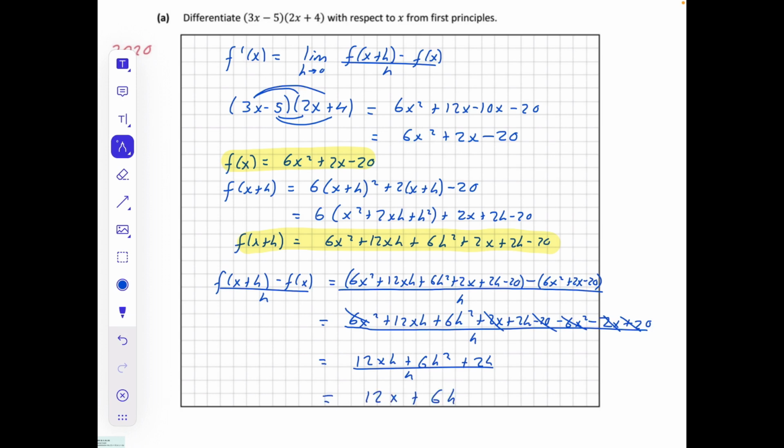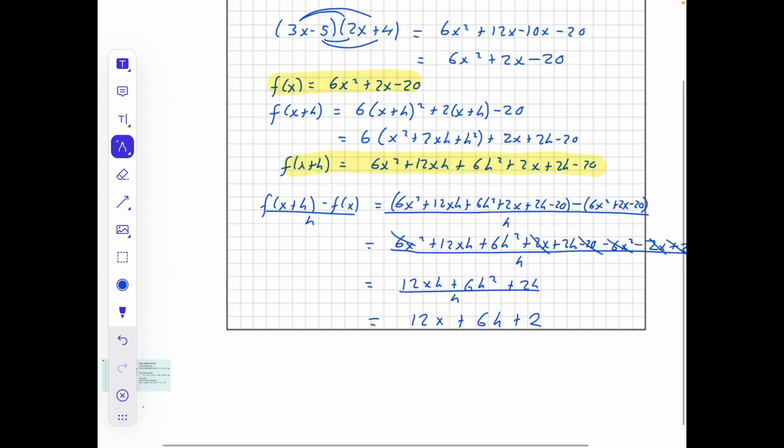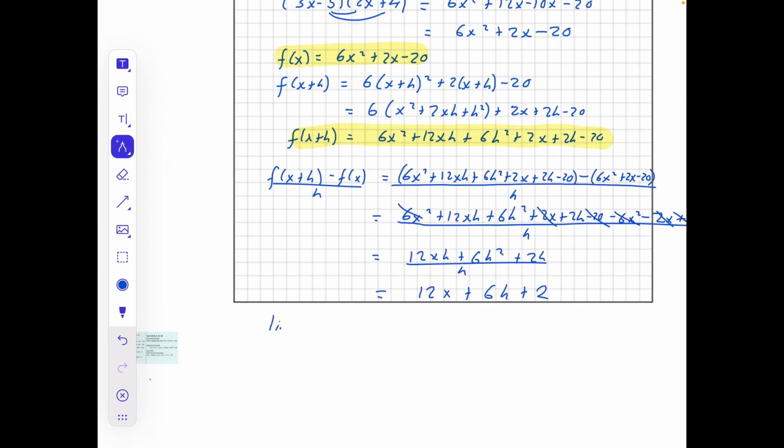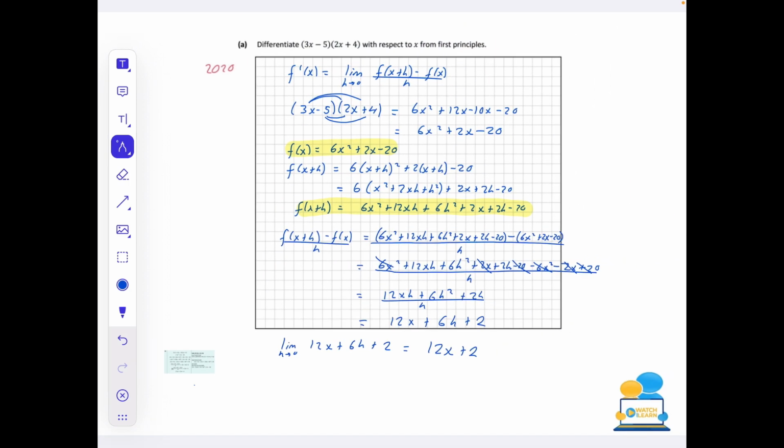And my plus 2h. Okay, divide the h into everything there, you'll get 12x plus 6h plus 2. Okay, now we want to know what happens is the limit as h goes to 0 of 12x plus 6h plus 2. So what's going to happen is h gets really, really small.